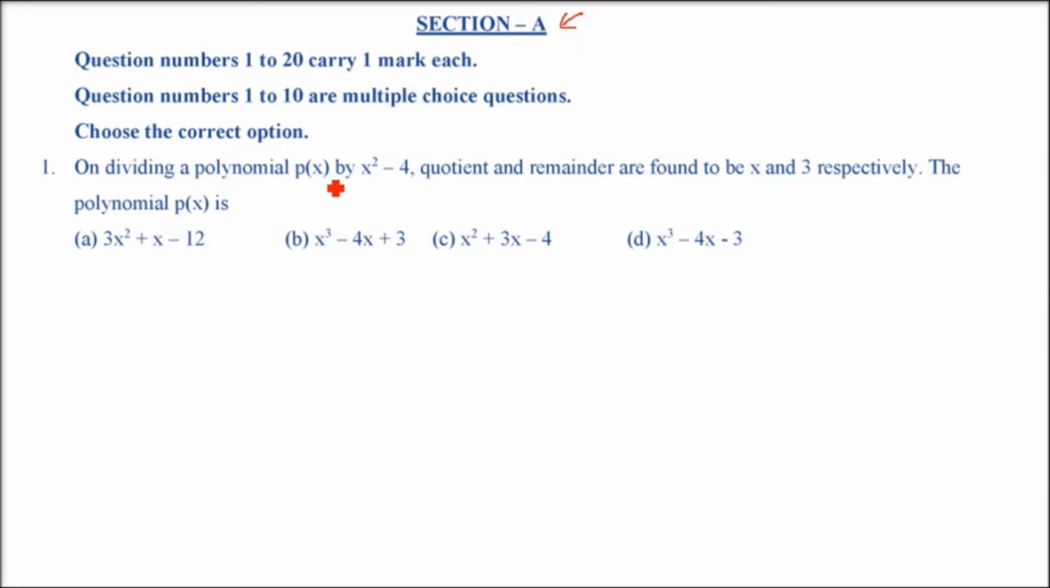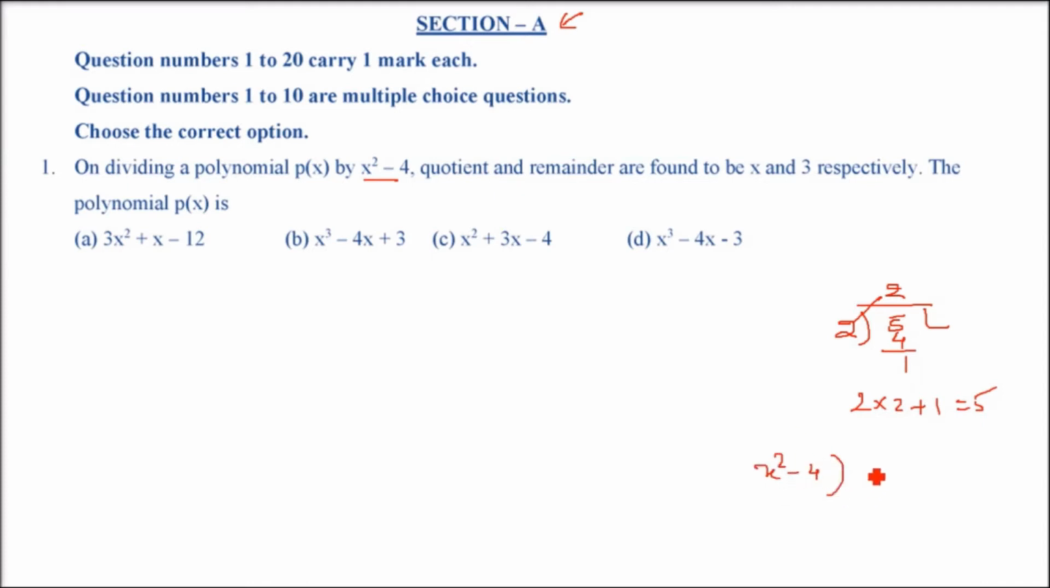On dividing a polynomial p(x) by x square minus 4, the quotient and remainder are found to be x and 3. The polynomial p(x) is. Let me give you an example first: if you want to divide 5 by 2, 2 twos are 4 and 1 is the remainder. Now in order to make 5, you have to do 2 into 2 plus 1, then only 5 will come. Similarly, the same thing we are going to do.